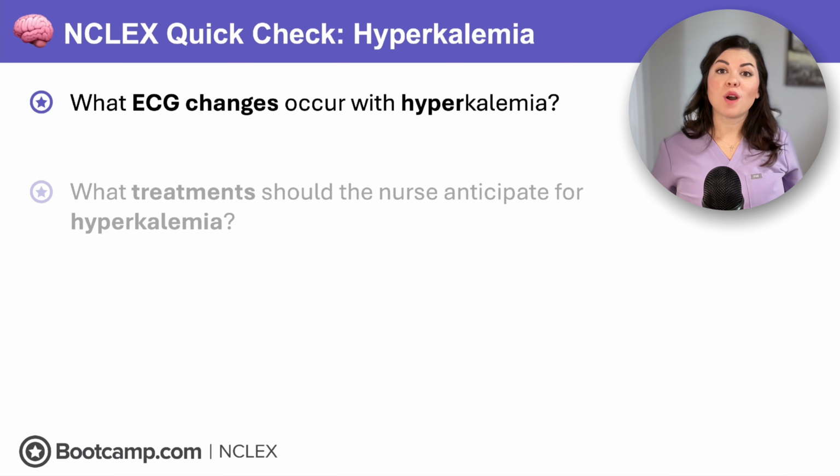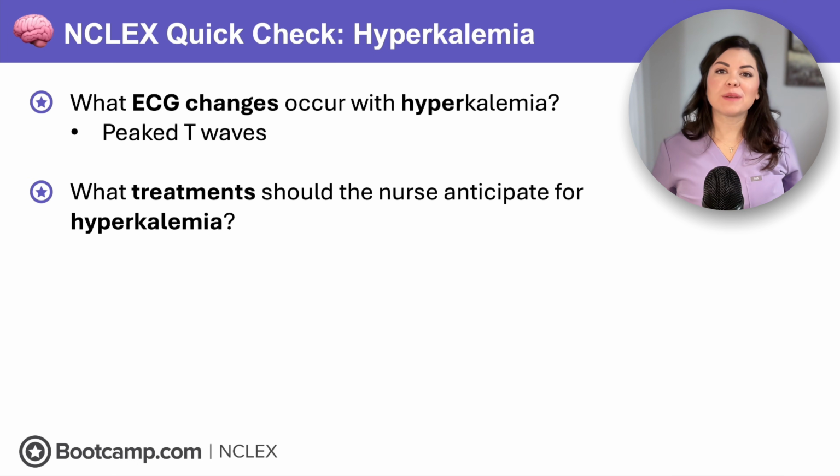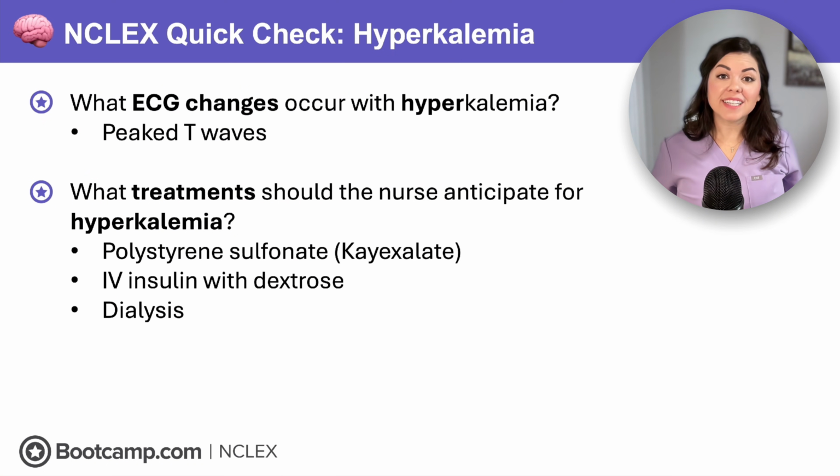Now let's review. What ECG changes occur with hyperkalemia? We'll see peaked T waves. Remember, those T waves go up as the potassium level does. And what treatment should the nurse anticipate for hyperkalemia? Well, there is polystyrene sulfonate, or Kayexalate, to remove potassium through the stool, IV insulin with dextrose to shift the potassium into the cells temporarily, and finally, dialysis may be needed.